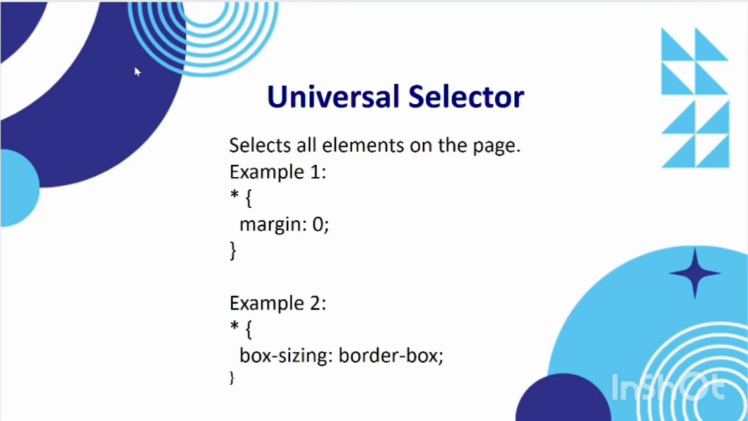Now moving to universal selectors. These universal selectors can be written with an asterisk symbol. It targets every element on the page. Let's take another example. Asterisk, open curly braces, margin colon 0, which means this will remove all default margins from every HTML element, making your layout more consistent.